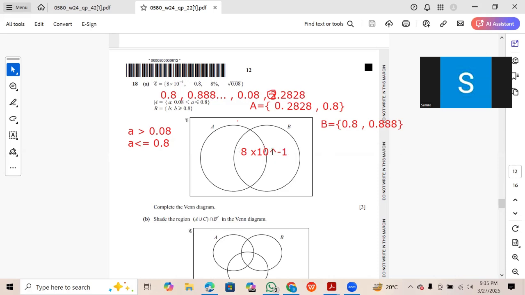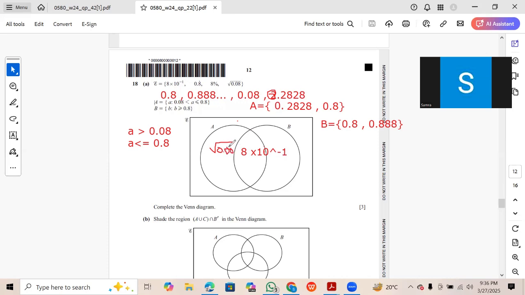Okay. So this one is common. You can consider this as the common number, the intersection. So tell me the number which we will write here in the A portion. In A, we'll write 0.2828, which means we will write square root of 0.08. We will write square root of 0.08.